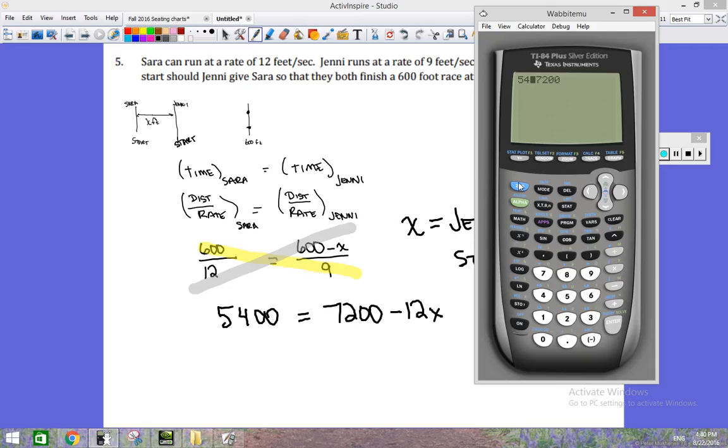You're probably yelling at me that I didn't get in those zeros, right? So I'm getting that she should be given a 150-foot head start. So, like I say, she doesn't run the full 600. She runs only 450 feet, because 450 plus the 150 is 600. So that's Jenny's head start.